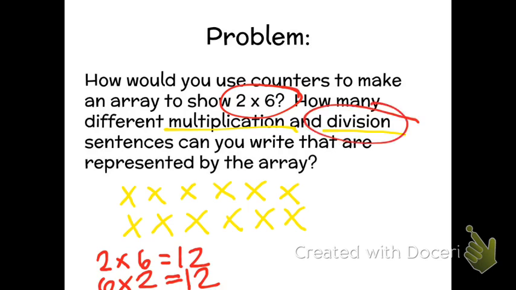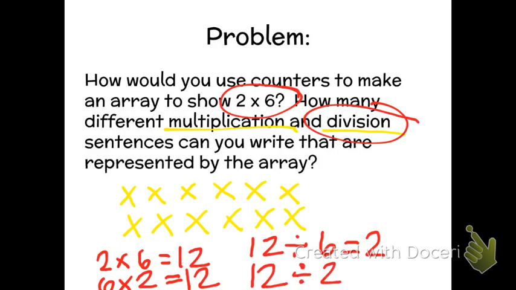But this time it also asks for my division sentences. When you write division sentences, I start with my large number, because for division, I start with larger numbers and I get smaller. Well, 12 divided by 6 would be 2. Again, I'm not done yet, because if I were to divide 12 by 2, I would end up with 6.